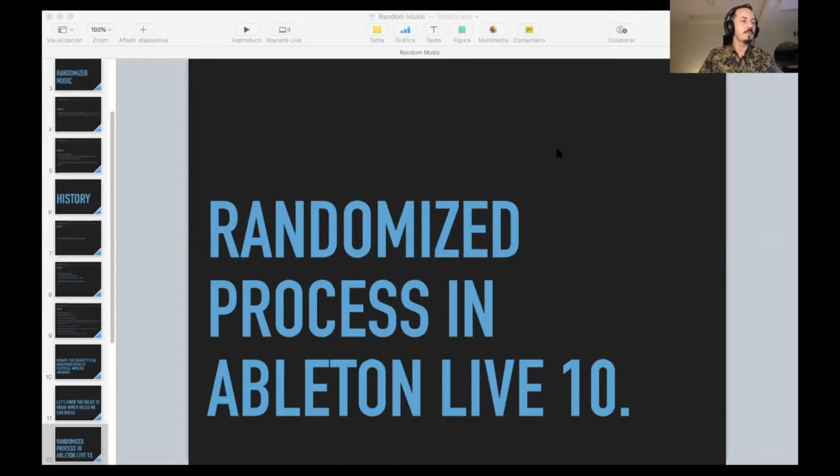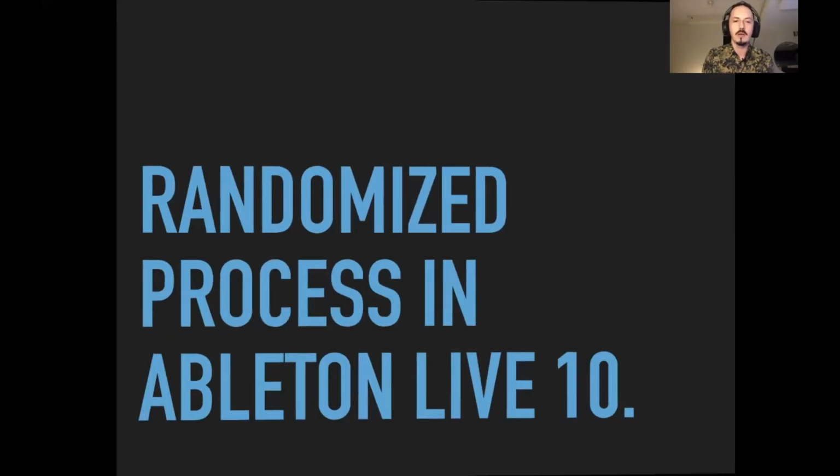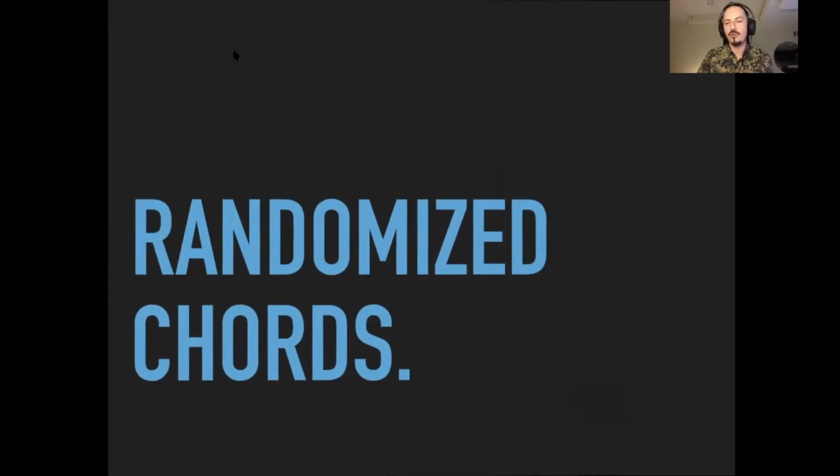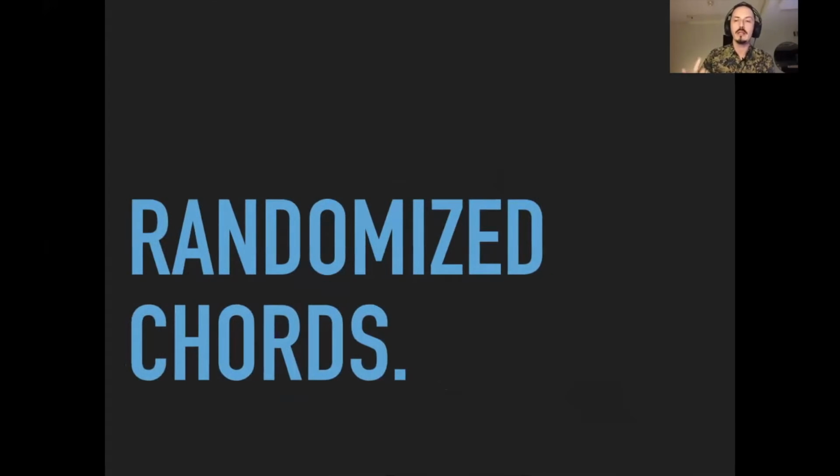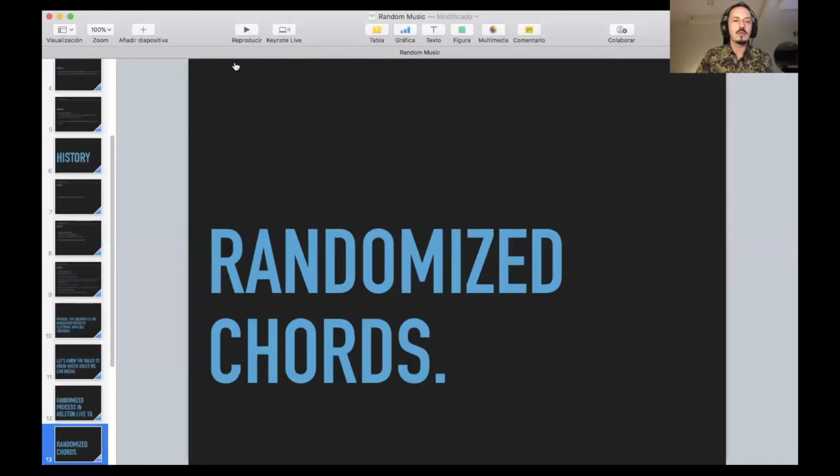So I'm going to create randomized chords first. I'm going to start using a randomized process to create the harmony, some chords. To get in the mood, I like to start using a drum loop. I'm going to use this one. I'm going to slow the tempo down a little bit here.